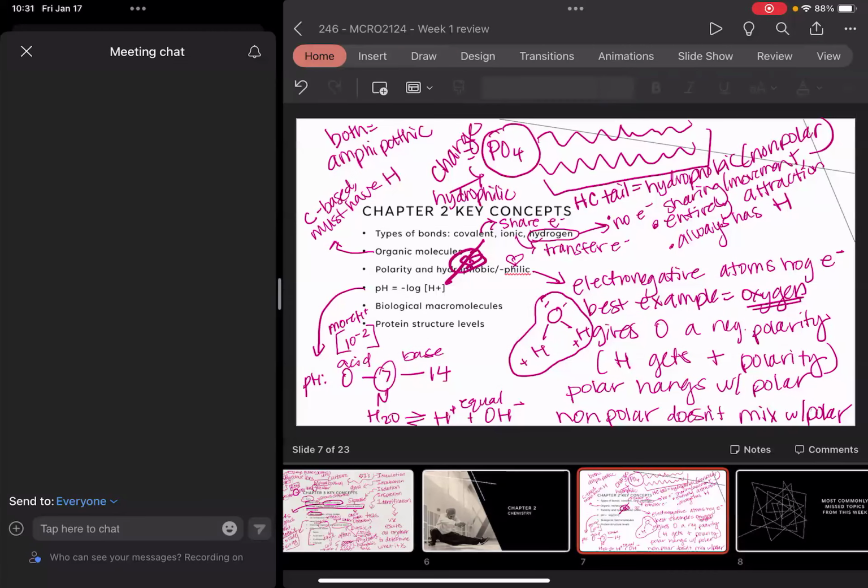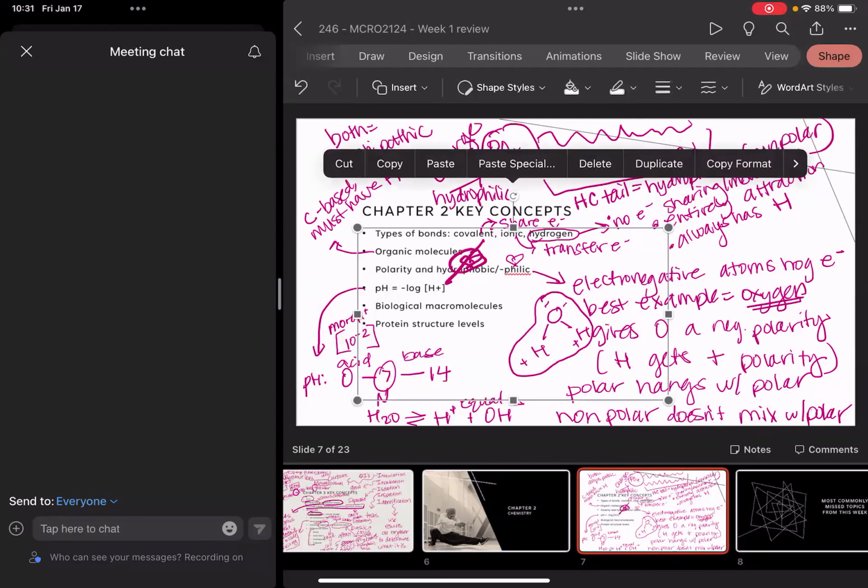Okay, wow, we're really just clicking on everything today. It's always compared to the 7. So whether it's more or less than the 7 is where you're going to call it an acid or a base. And that's if I'm comparing it to the 7.